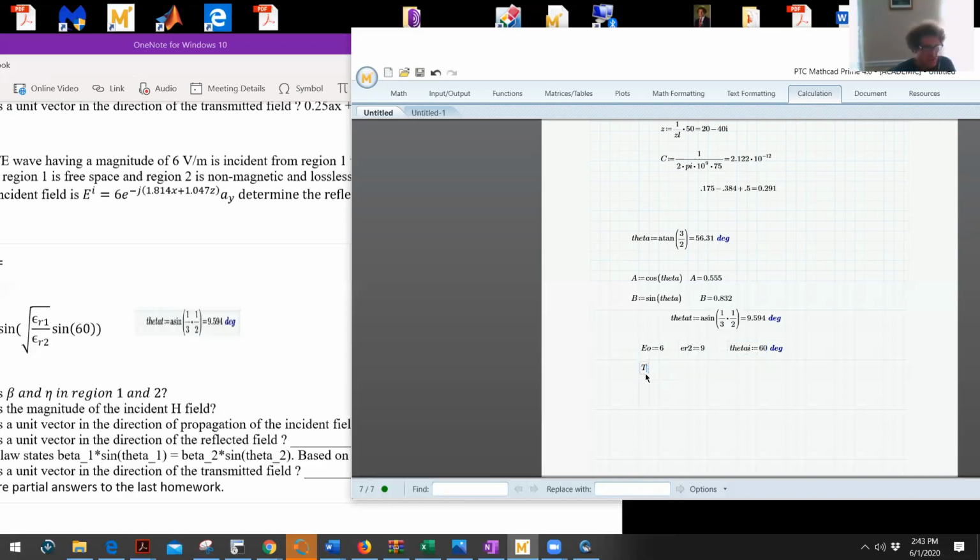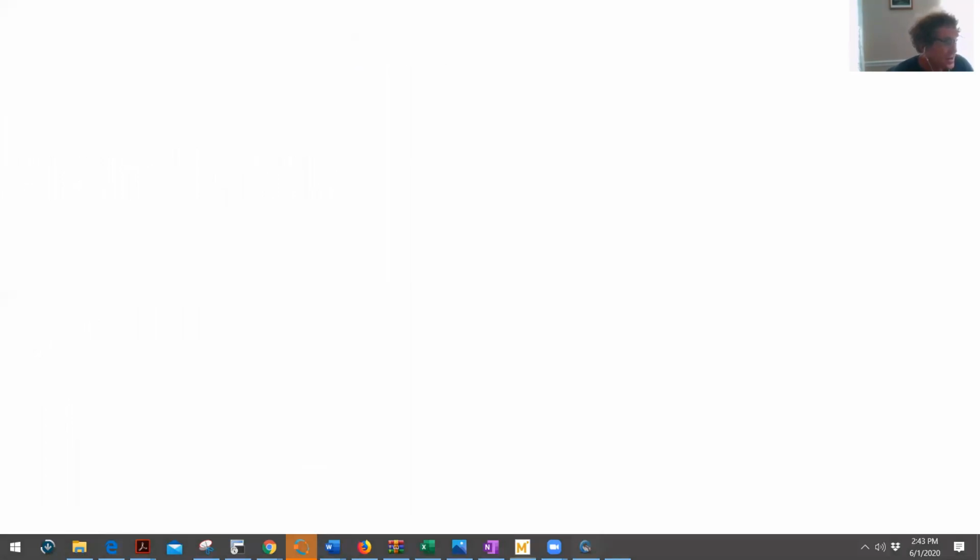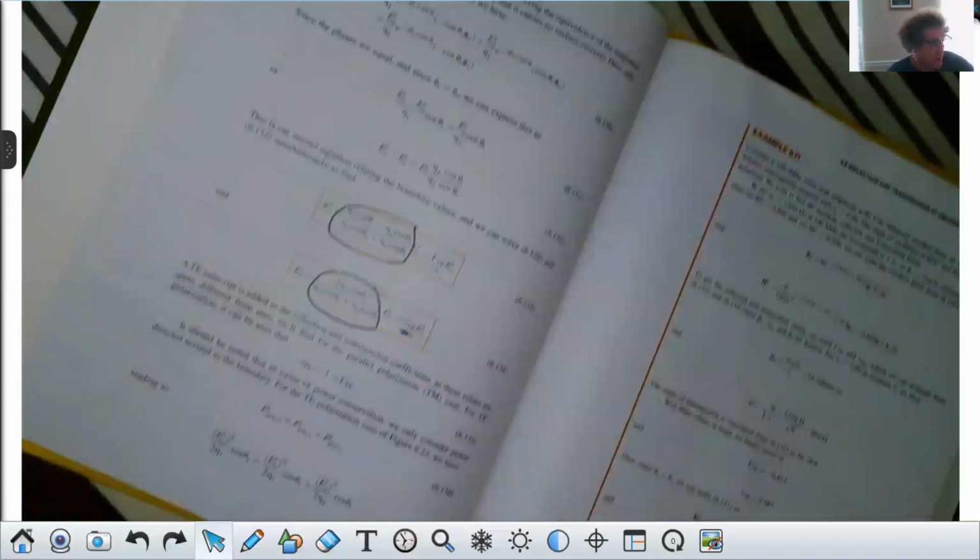Now the reflection coefficient, and I'm going to use this symbol. It looks like gamma, but not really. It's just a capital T, and I'm going to call that the reflection coefficient. That's equal to, this is really eta 2, but I'm going to use N2, and this is on page 364. Let me show you exactly what I'm doing. I'm using this equation. You see it has N2 cosine theta incident minus N1 cosine theta transmitted.